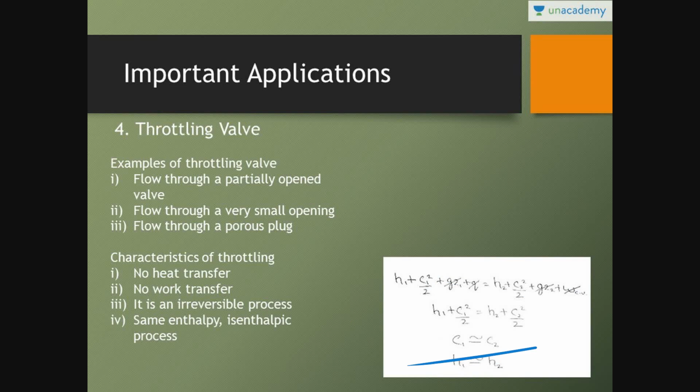So what are the examples of throttling valve? Throttling is a restricted kind of flow. A practical example: sometimes when you open the tap of a basin, the water comes out in a restricted manner, it does not come out very freely. That kind of flow is a throttling process. Flow through a partially opened valve is a throttling process. Flow through a very small opening is a throttling process. Flow through a porous plug is also a throttling process.